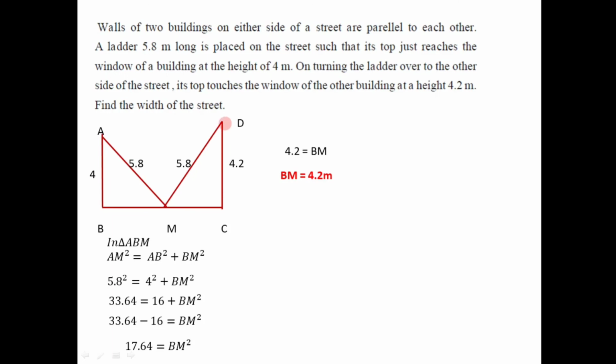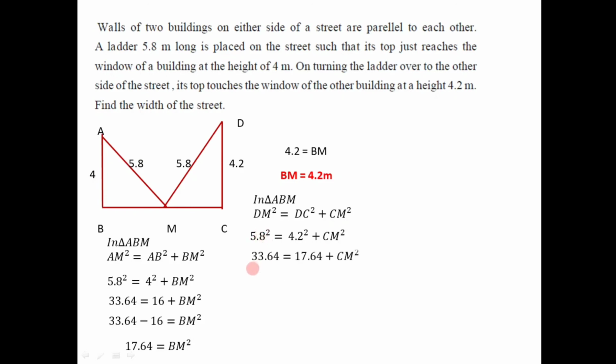Now in the same way, we have another triangle DCM, which is also a right angle triangle, because DC is a building, so it must be perpendicular to the ground. That means this angle must be a right angle, and in this right angle triangle DCM, we can use the Pythagoras theorem. By that we have DM square is equal to DC square plus CM square. Now here the length of DM is also 5.8, that square is equal to DC, which is 4.2, square plus CM square. We have to find the length of CM here.